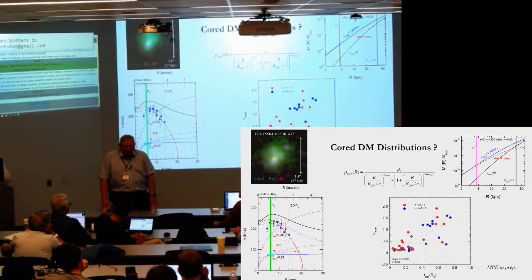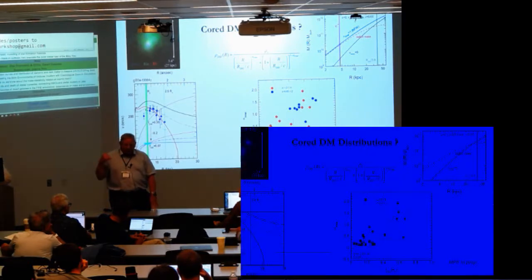Now, the adiabatic contraction is certainly an issue. We are actually using it, and it typically tends to increase the dark matter fractions by 5 to 10% up, okay, as you would expect. But it's not dramatic.